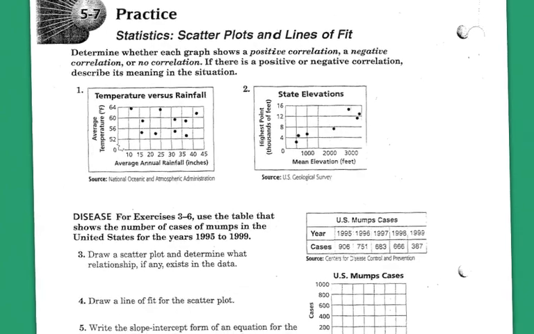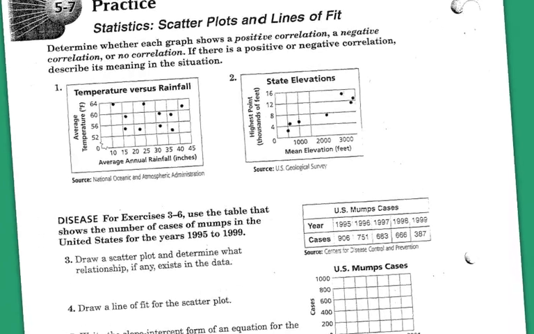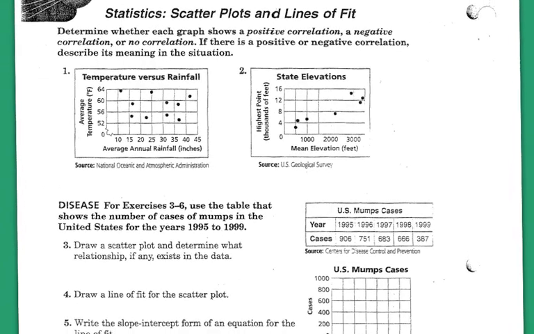Okay, on the back side, we have more of the same at the top. Determine whether or not the scatter plot has positive, negative, or no correlation. If there is a correlation, describe what its meaning is in the situation. Number 3, you're supposed to draw your own scatter plot based upon the data that is in the table right here.